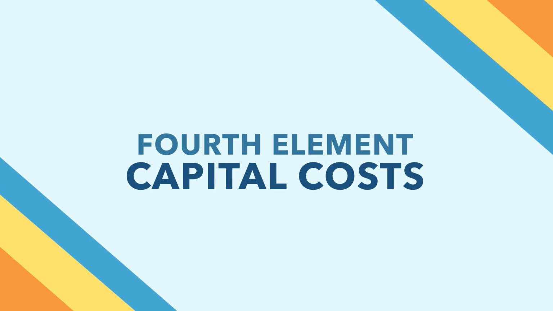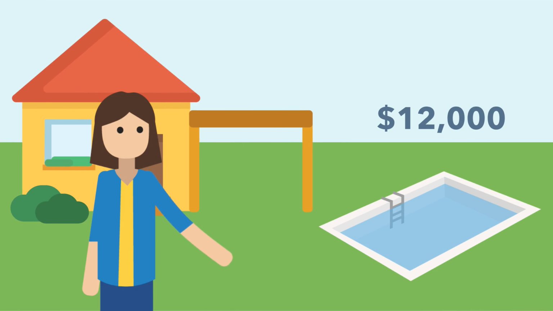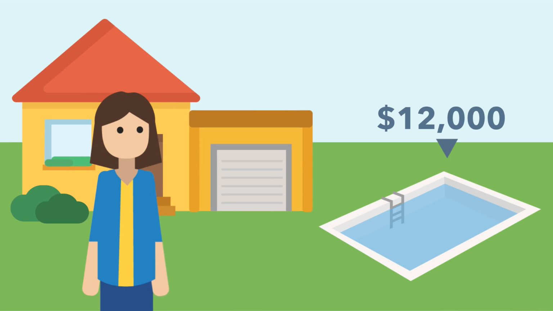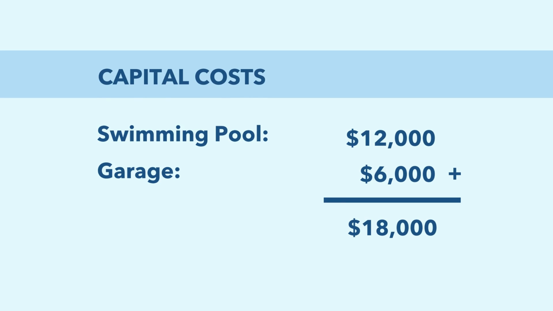The fourth element is capital expenditure, incurred to increase or preserve the asset's value, or that relate to installing or moving the asset. Ms. Smith installed a swimming pool for $12,000 and paid to convert the carport into a garage at a cost of $6,000. The fourth element of her cost base would be $18,000.